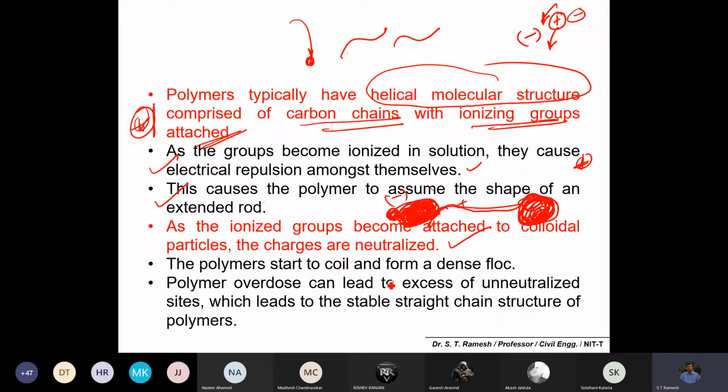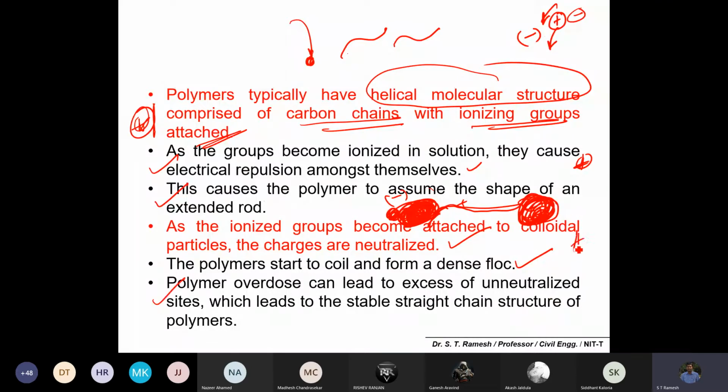The polymers start to coil and form a denser flock. Polymer overdose can also lead to an excess of unneutralized sites, which can also lead to a stable, straight-line structure of polymers.